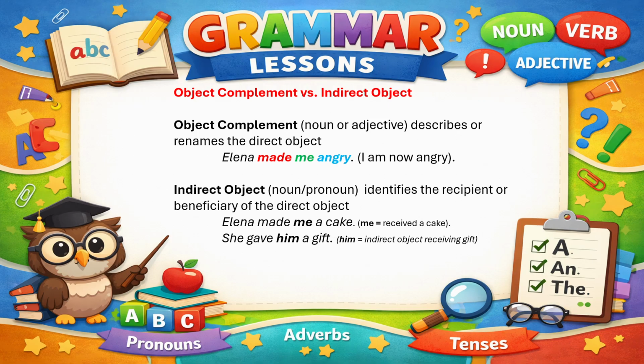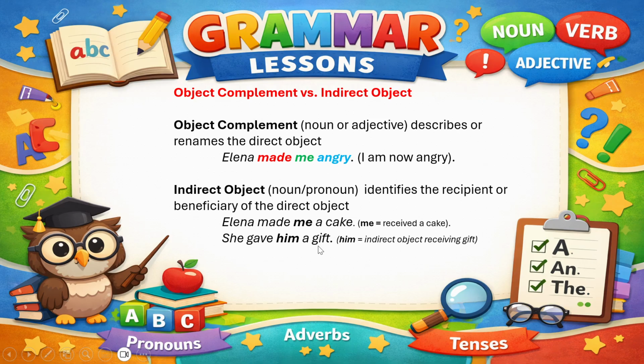Now, if you understand the meaning of this sentence, who received the cake? I did. As I have already said, the indirect object is the recipient or beneficiary of the direct object. The direct object is cake, and me, that means I, am the beneficiary or recipient of the cake. This does not happen with the object complement. Object complement redefines, describes, renames the object.